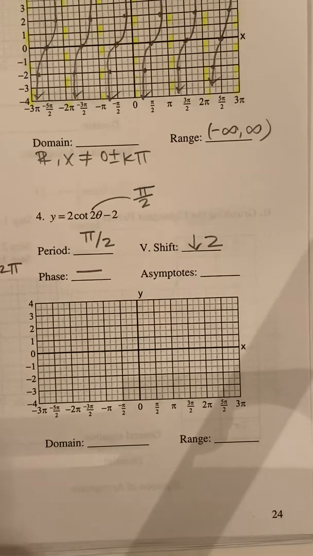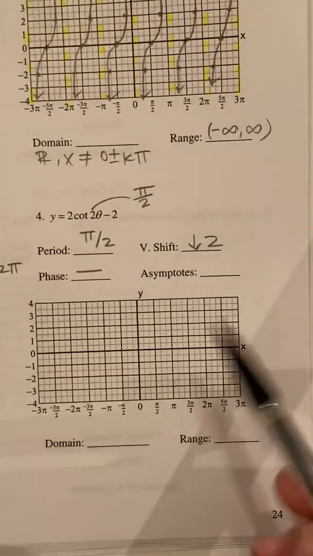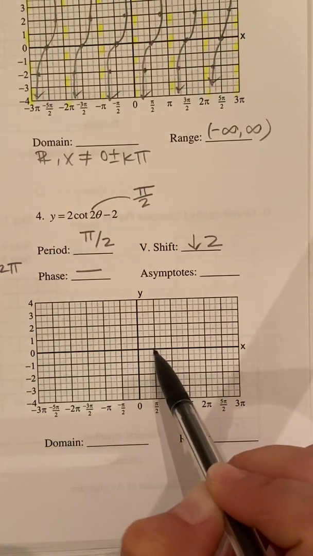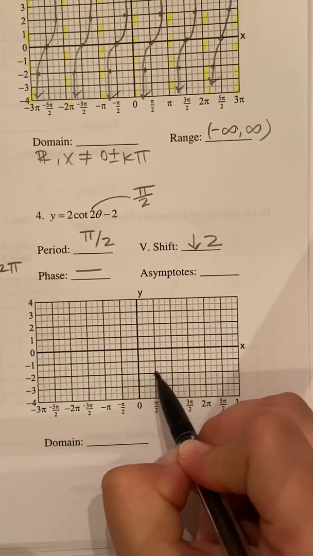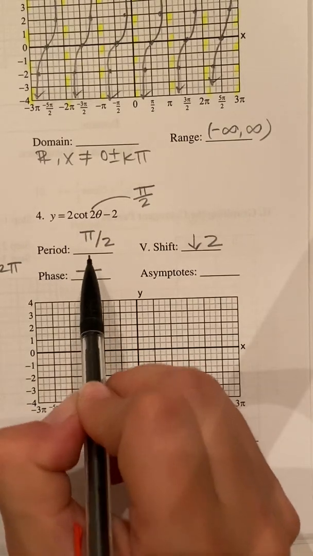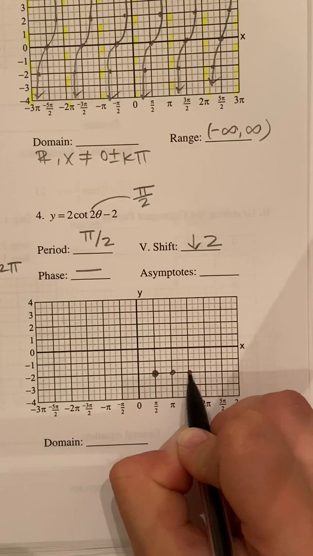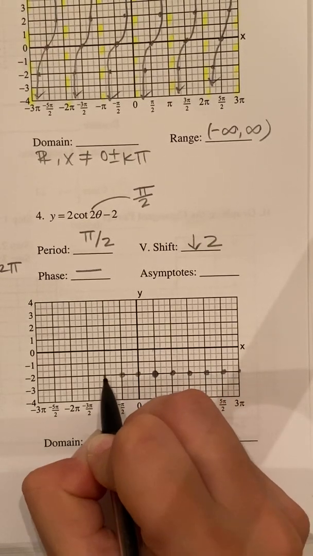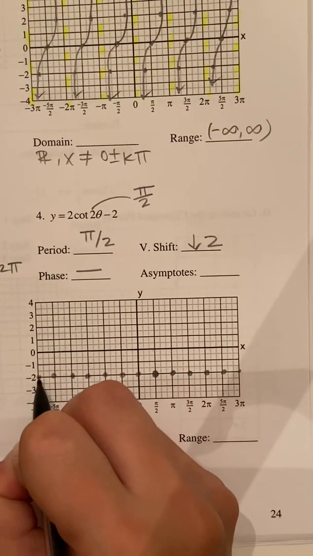Okay, parent function of cotangent starts on pi over 2. So let's start here. So pi over 2. I'm going to go down 2. And then I'm not moving left or right, so I'm starting right here. All my other points are pi over 2 away from each other. So that's only half a pi. So that's all of this. They're going to be really close.